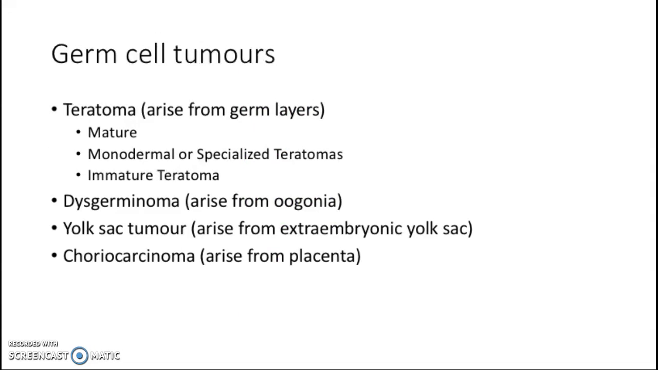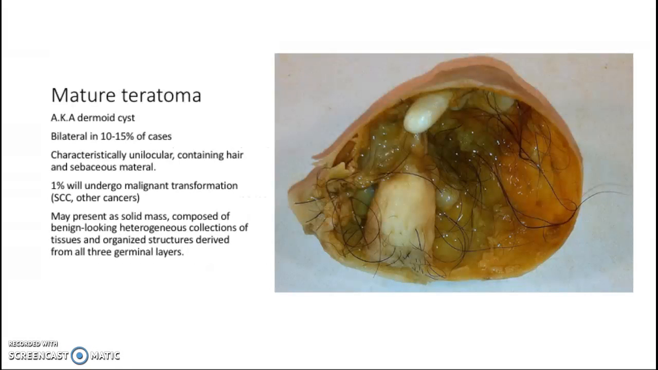There are also entities known as germ cell tumors, composed of teratoma, germinoma, yolk sac tumor, and choriocarcinoma, and all of them arise from different types of germ cells. Mature teratoma is also known as dermoid cyst. It's bilateral in 10 to 15% of cases. It's characteristically unilocular, containing hair and sebaceous material, or this oily-like material you see here. 1% can undergo malignant transformation like squamous cell carcinoma and other cancers.